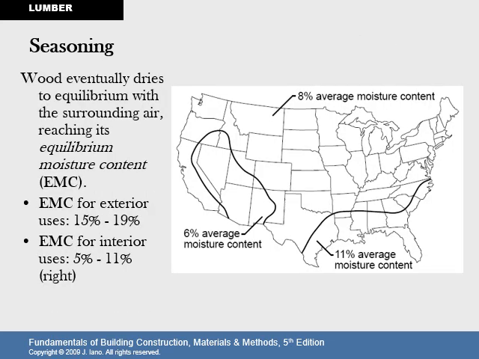Wood eventually dries to equilibrium with the surrounding air, reaching its equilibrium moisture content, the EMC. The EMC for exterior uses is between 15% and 19%. EMC for interior uses is between 5% and 11%. Interesting to note, down south, the average moisture content is 11%.